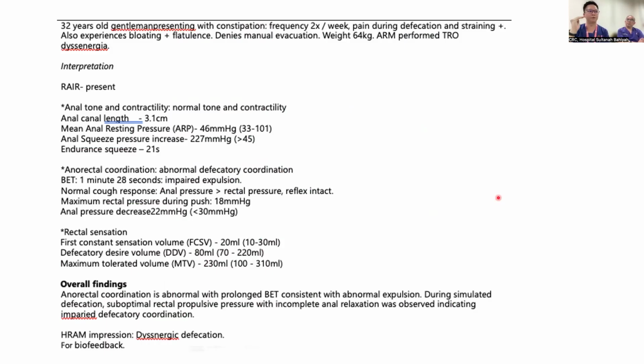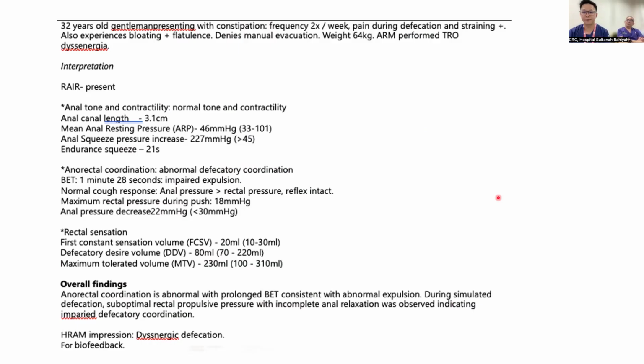Step 1, talk about the RA. Is the RA present or not? Easy, one word, RA present. Move on. Anal tone and contractility. Is the anal tone functioning? Are the doors closing at rest? Does it open? Does it know how to squeeze when you ask it to squeeze? You look at a cough reflex. Is there a normal cough reflex? When you subject the patient to a stress test, does the patient's anal sphincter pass the stress test?